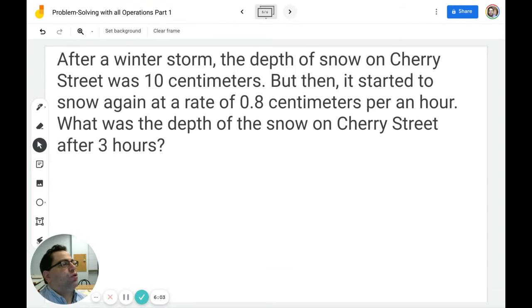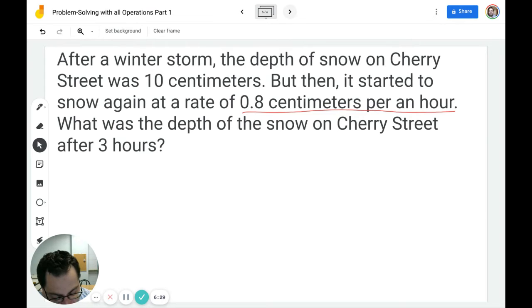In the next problem, after a winter storm, the depth of the snow on Cherry Street was 10 centimeters. But then it started to snow again at a rate of 0.8 centimeters per hour. What was the depth of the snow on Cherry Street after 3 hours? The line that stands out to me is 0.8 centimeters per hour. So we got to think how that's represented, right?